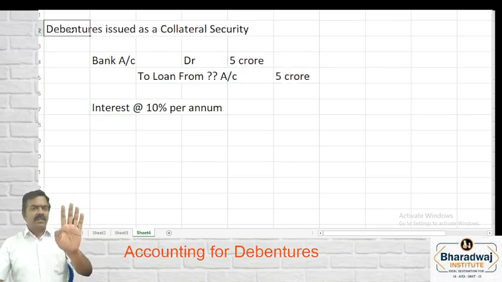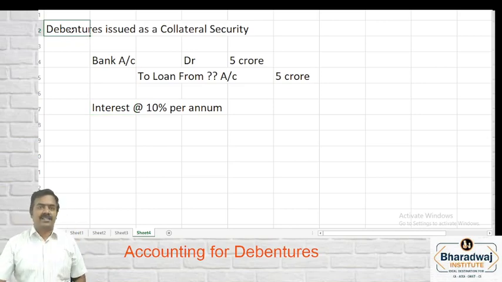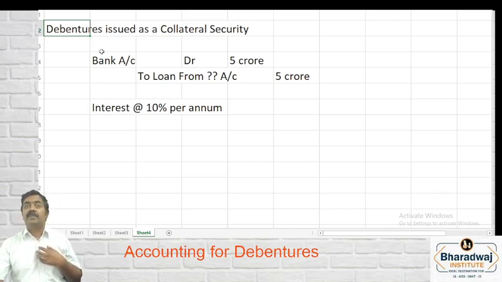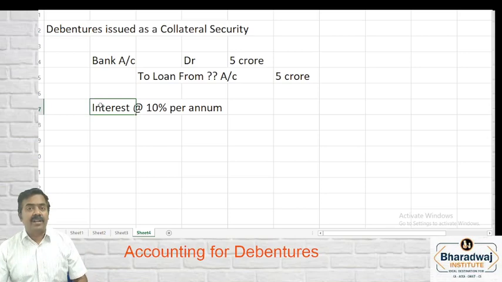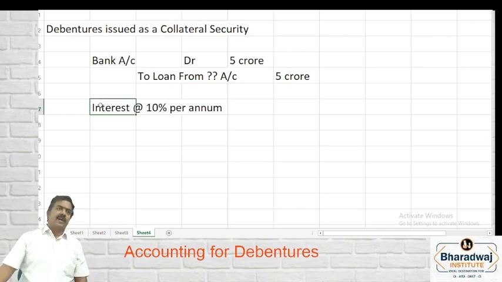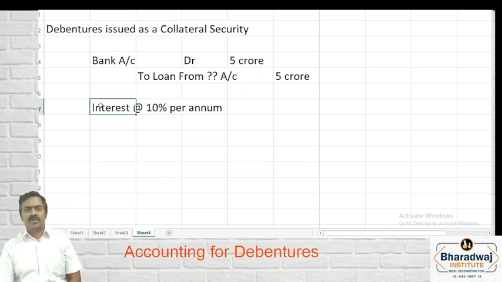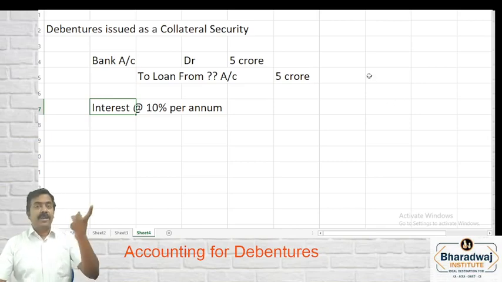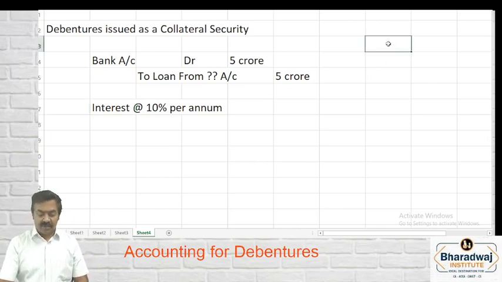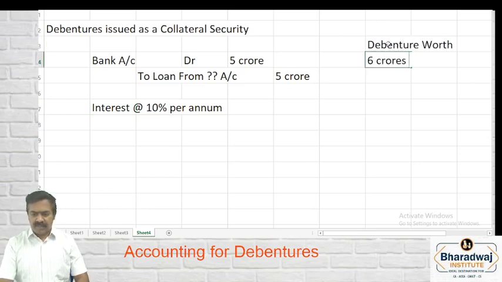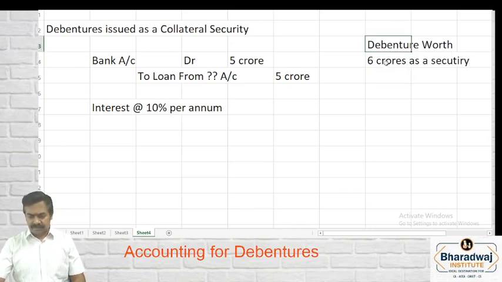Now the problem is she is having a doubt. Will I pay the interest? Because it's a company, it is not an individual. A company has limited liability, you know. She is having a doubt in collecting which one? Interest. Whether the company will pay interest, she is having a doubt. So what she asks for is, you give me a debenture worth 6 crores as a security.